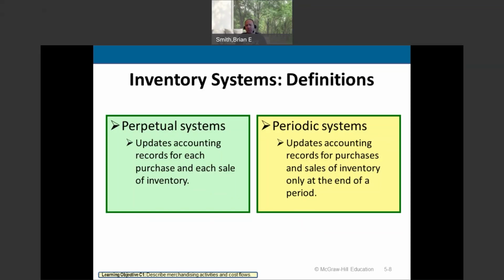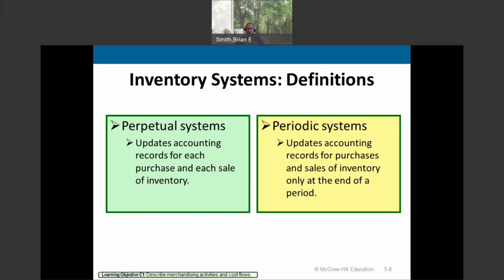A periodic system updates things periodically when it gets around to it, usually at the end of the month, quarter, year, things like that. It's not up to date always, and the information can get outdated pretty quick if you're not updating it soon enough. So that's the difference between these two. And as we do our inventory systems in chapter 6, you'll see the difference between how perpetual and periodic inventory systems work.